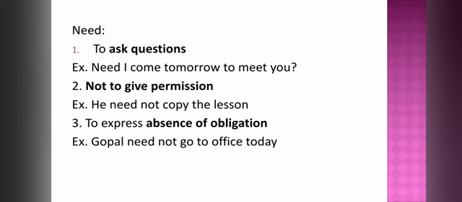Need. Need is yet another modal auxiliary which is used to ask questions, to not give permission, or to express the absence of obligation. To ask questions, say for example, need I come tomorrow to meet you? So here need is used to ask a question. He need not copy the lesson. Here need is used to not give permission. Need is also used to express absence of obligation. Gopal need not go to office today. So here there is no need for going to office, which means absence of obligation.